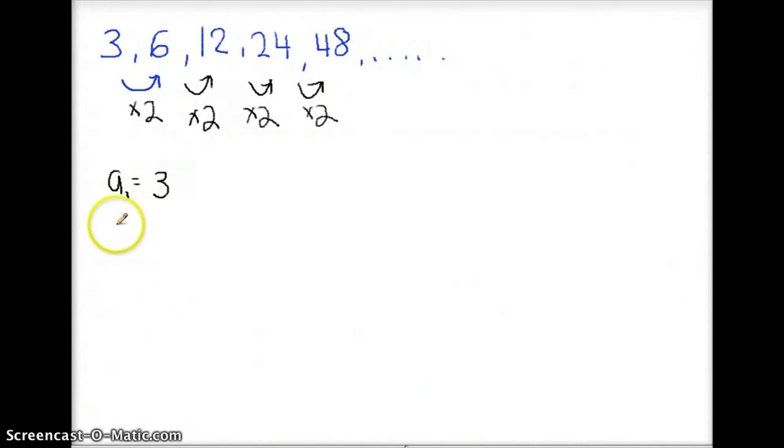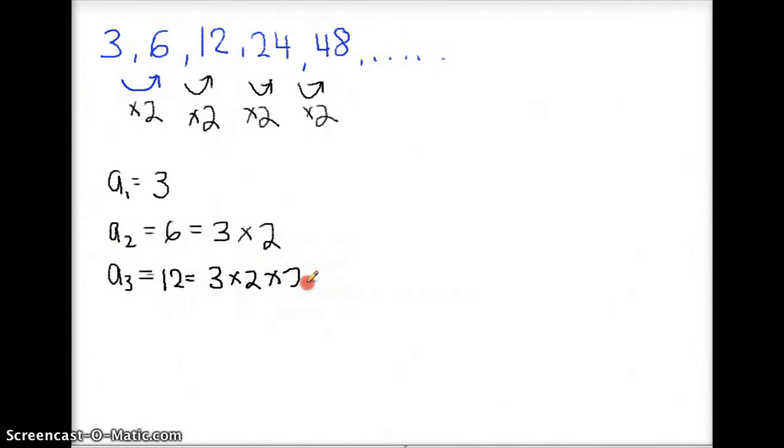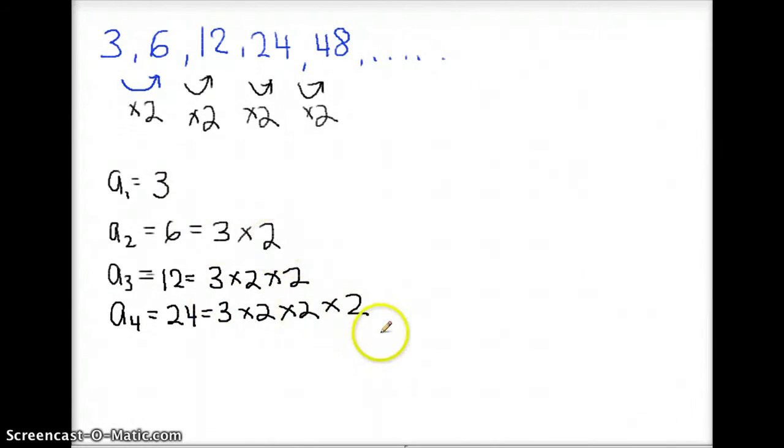So a1 is 3, and a2 is 6, which is also equal to 3 times 2. And a3, or the third term in the sequence, is 12, which is 3 times 2 times 2. The reason I'm writing it like this is because we need to derive a formula, and this is going to help us. So a4 is 24, which is 3 times 2 times 2 times 2. So I'm just multiplying by 2 each time.